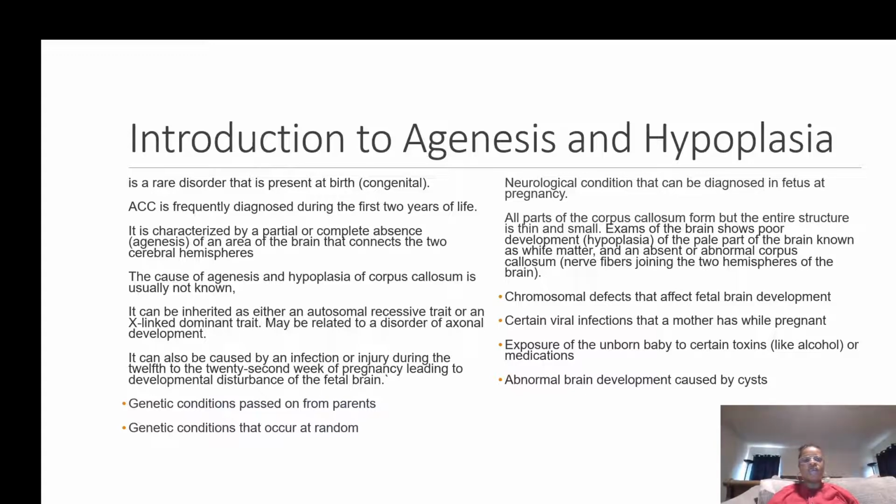The genetic conditions passed on from parents. It can be genetic conditions that occur at random. Chromosomal defects that affect fetal brain development, exposure of the unborn baby to certain toxins, and abnormal brain development caused by cysts.